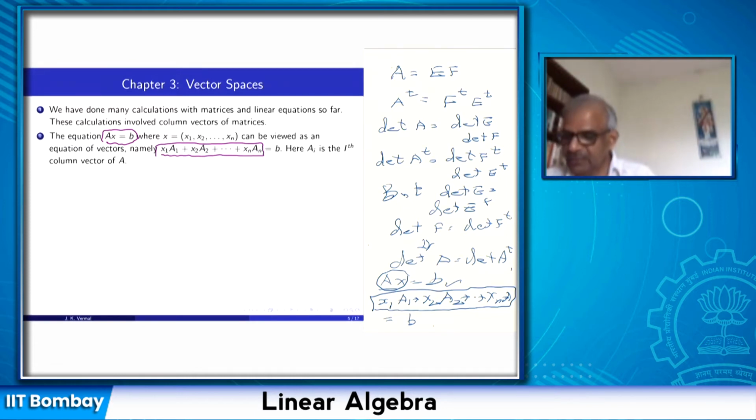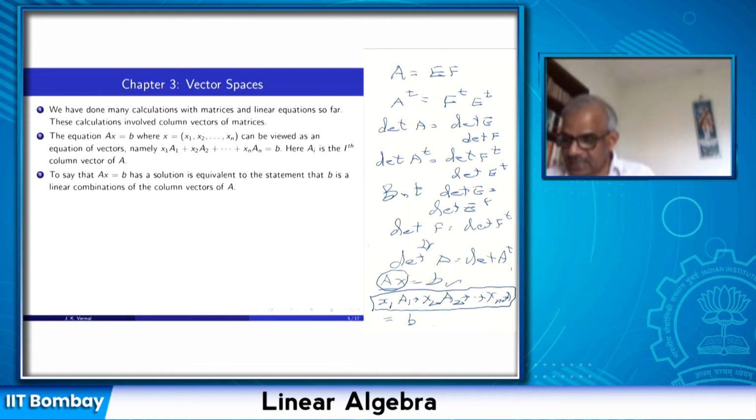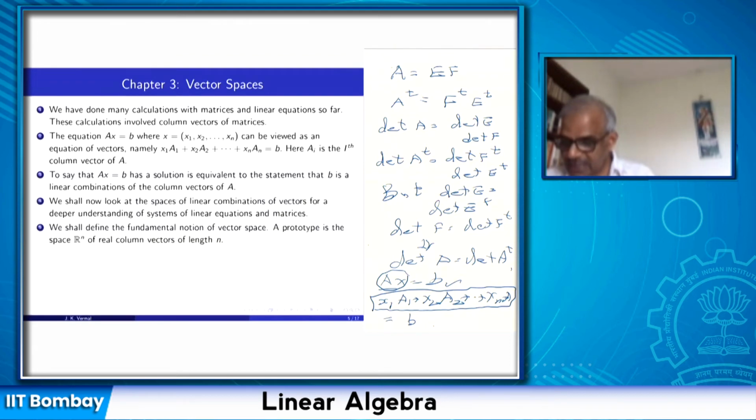This gives rise to the idea of vector spaces. So to say that Ax equal to B has a solution is equivalent to the statement that B is a linear combination of the column vectors of A, and we shall now look at the spaces of linear combinations of vectors for a deeper understanding of systems of linear equations and matrices. So we will define the fundamental notion in linear algebra, that of a vector space. You have seen vector spaces already in calculus, and the vector space that you saw in calculus was Rn. Points are in Rn, and we calculate many multivariate functions at points of Rn.